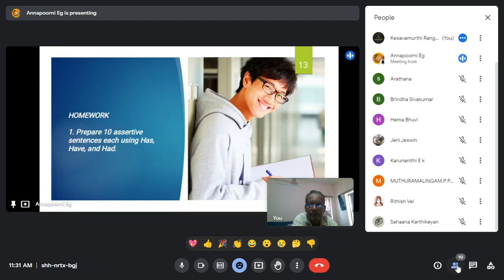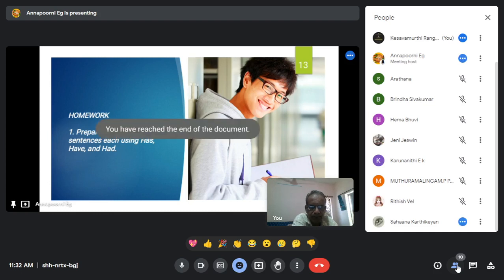Okay, so this is a small homework for you. Prepare 10 assertive sentences using has, have and had. For each one, you have to write 10 sentences: for has, 10 sentences, for have 10 sentences, and for had 10 sentences.